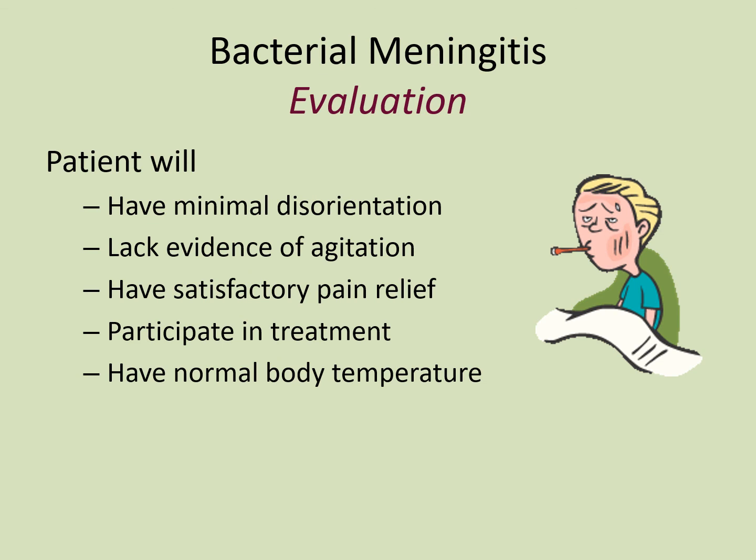So some really good goals or priority outcomes for these patients would be that the patient will have minimal disorientation. The patient will lack evidence of agitation, which is a change in level of consciousness. The patient will have satisfactory pain relief. The patient will participate in treatment, and the patient will have a normal body temperature. All of those are great goals.